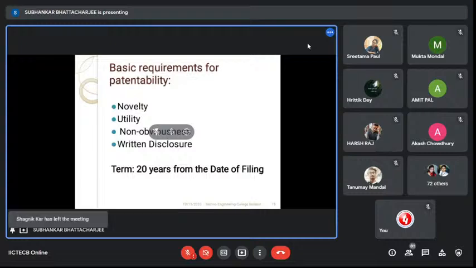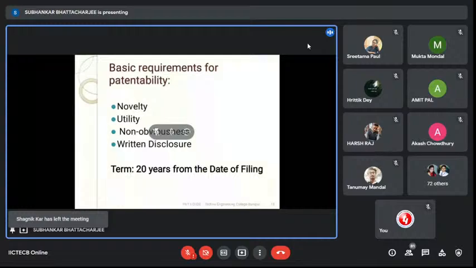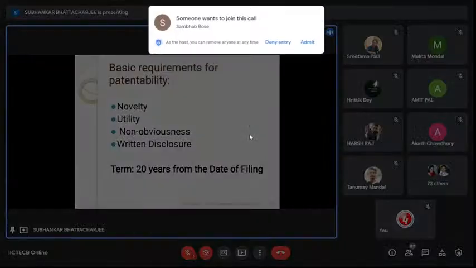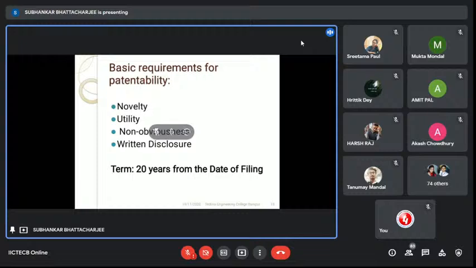Basic requirements of patentability. For patentability, the product should have these basic requirements, like novelty, utility, non-obviousness, and written disclosure. Whatever we are going to patent should have some utility, that means it has some economic value. Novelty means it has some uniqueness. These are the basic requirements of a product for patentability. The term of patentability is 20 years. The patent term is 20 years from the date of filing. On which day we do the form filling and formalities, from that day to 20 years is the patent term.